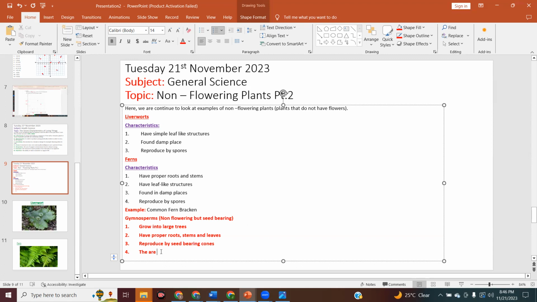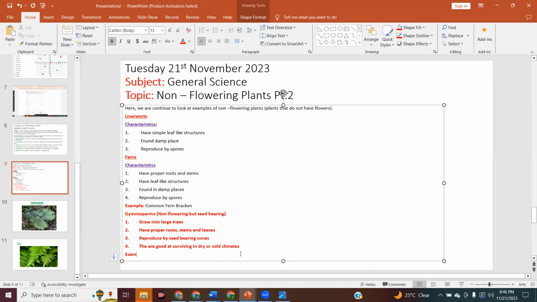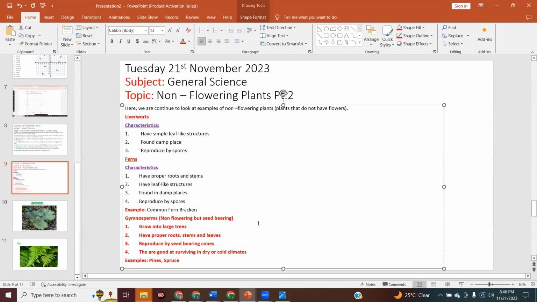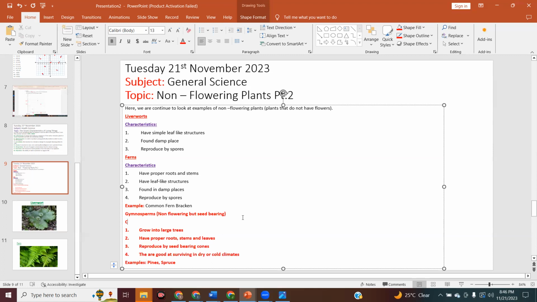They are good at surviving in dry or cool climates, so they have high resistance. Examples would be your pines or your spruce. They are your gymnosperms. Okay, so these are the characteristics.